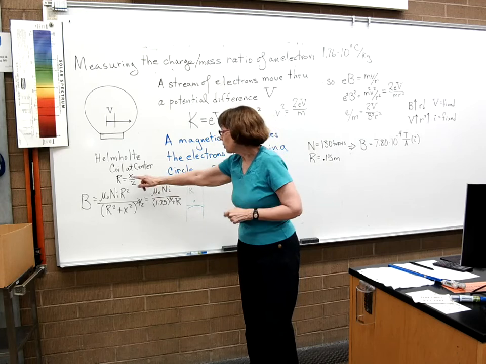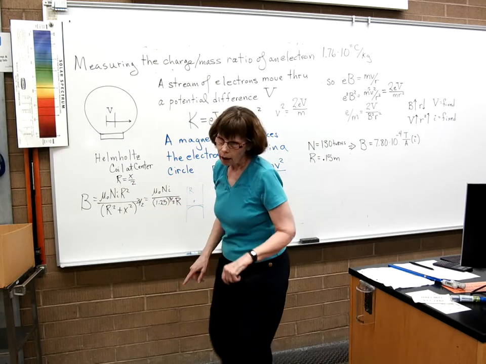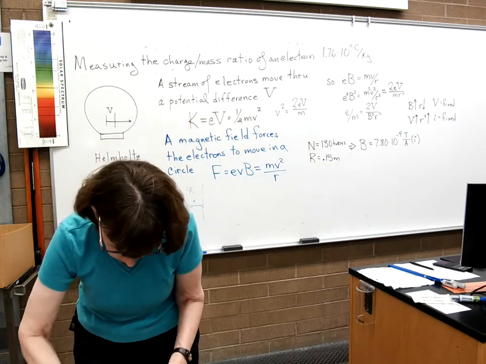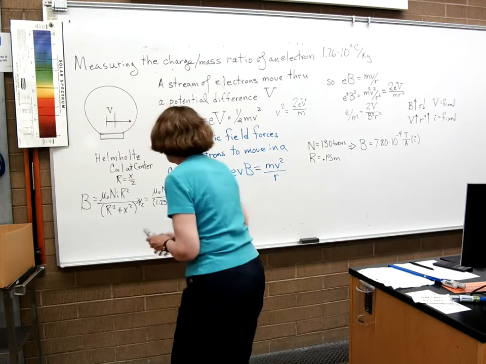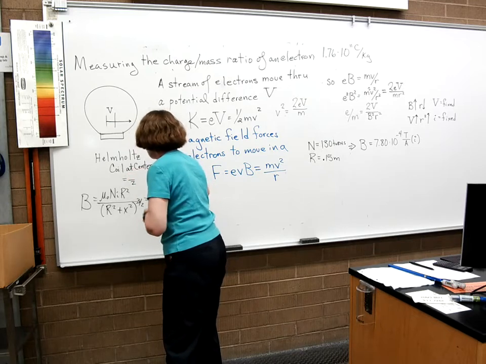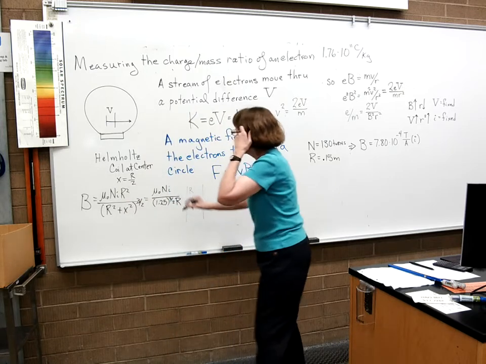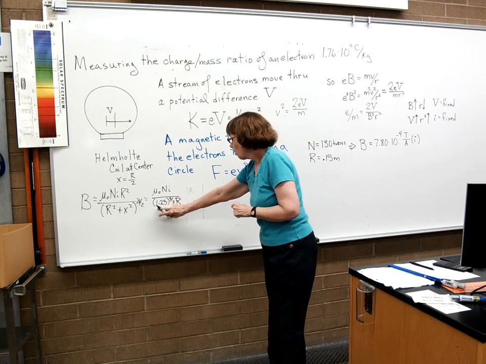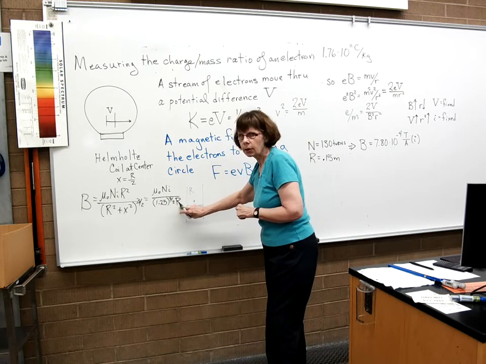If we assume that x is equal to, did I mess that up? Oh, wrong way. Sorry. x is equal to r over 2, we get the permeability of free space, the number of turns, the current, over 1.25 to the 3/2 times the radius.